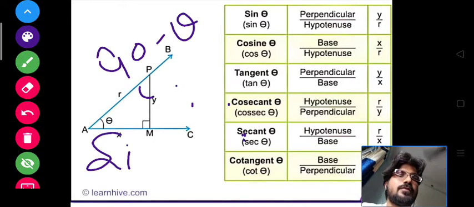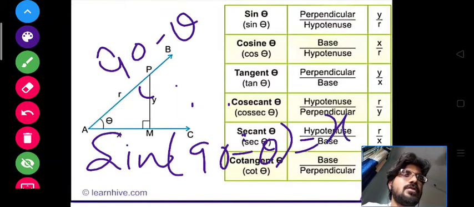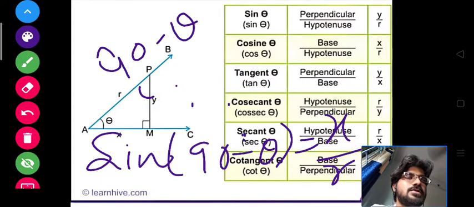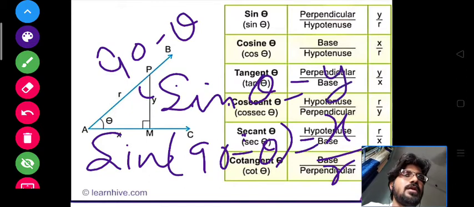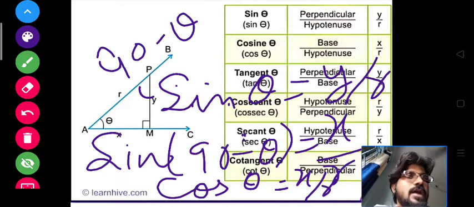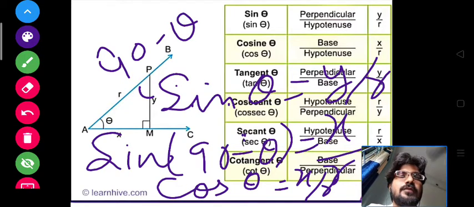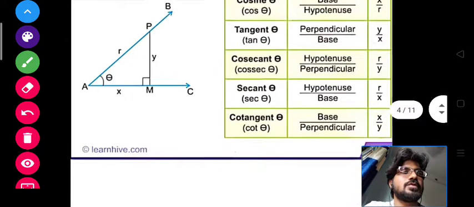So sine of 90 minus theta is x upon r, and sine of theta is y by r, which means sine 90 minus theta is actually cos theta, which is x upon r. Now how come cos theta and sine 90 minus theta are equal? This means that if you shift the angle, it becomes cos theta. So here I have drawn it.